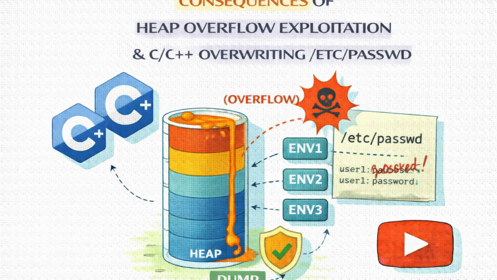That's the distance we measured in GDB. If your payload is 111 bytes, you stop short and nothing happens. If you're 113 bytes, you overwrite the pointer with junk and the program crashes. You have to hit it exactly.